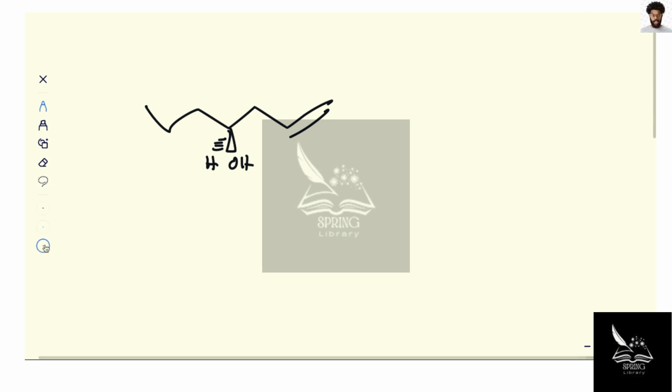So first things first is assigning priority to all the functional groups on the chiral carbon. Okay. Alcohol is going to be the highest. It's the highest atomic number. Then we're comparing carbon to carbon. These are both CH2, so they're the same.